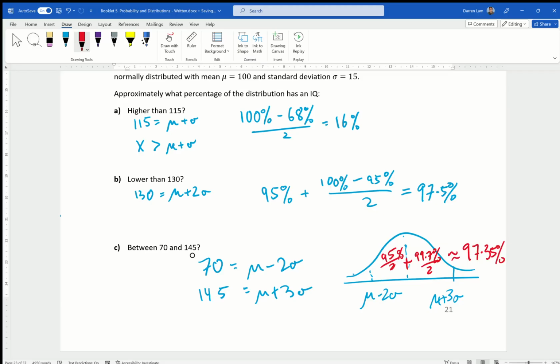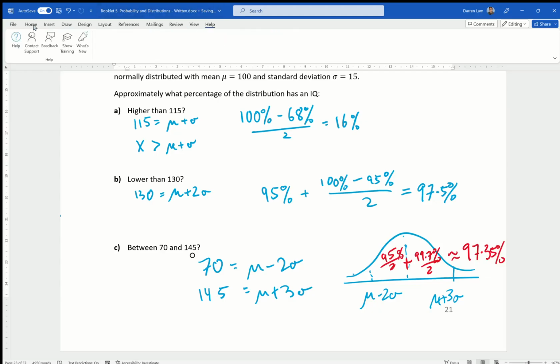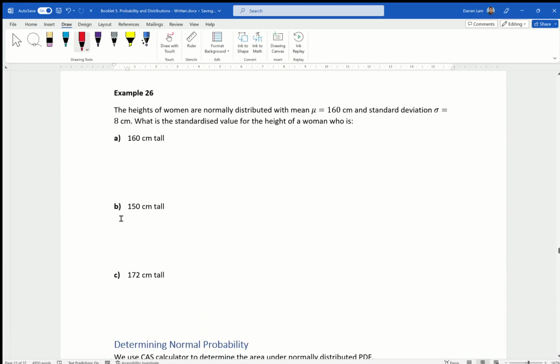Any questions? Okay, let's move on. Example 26.